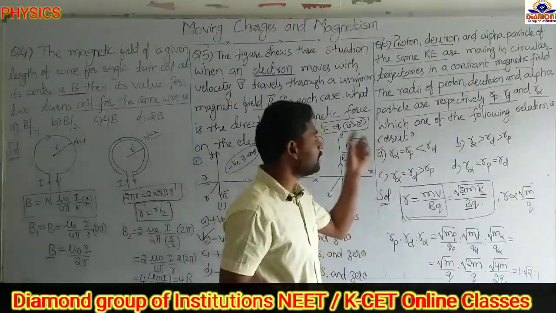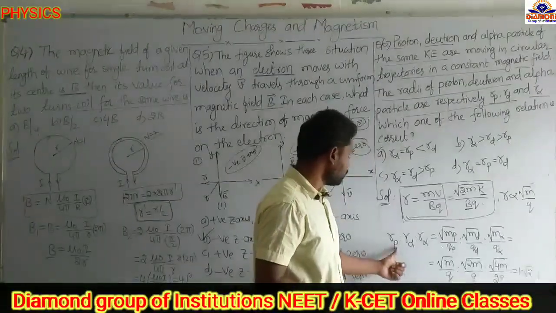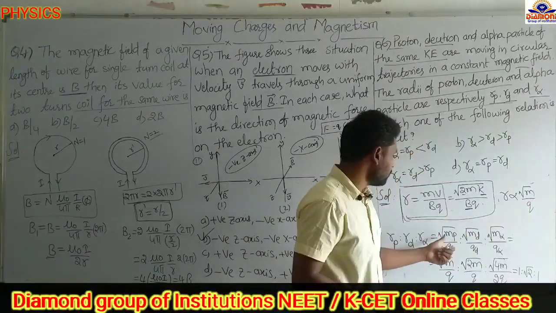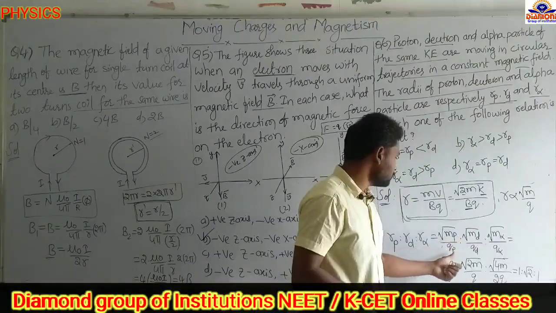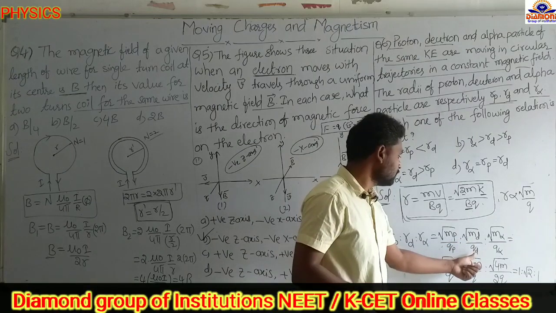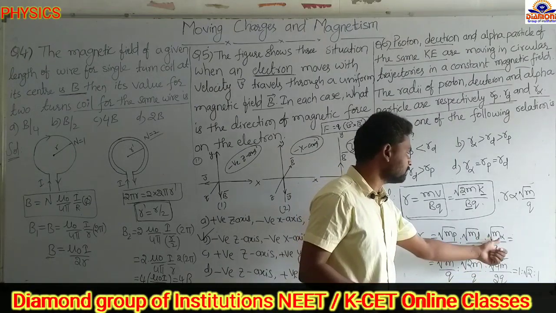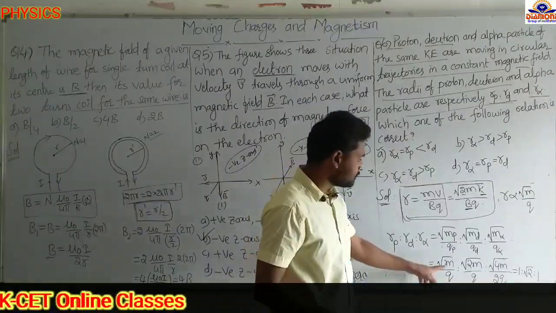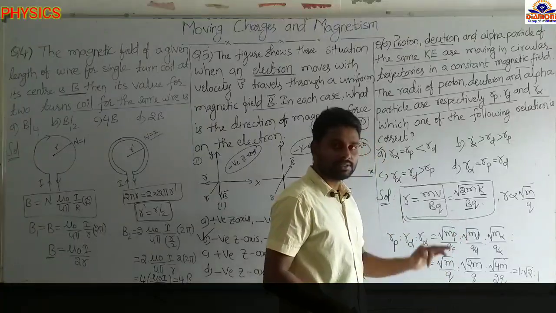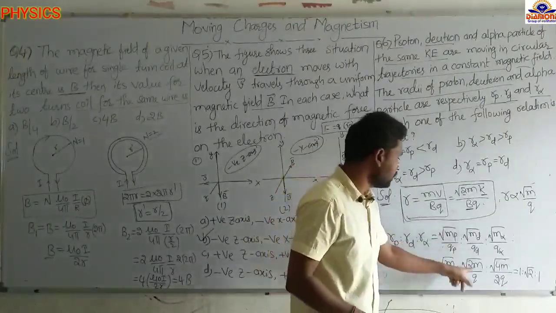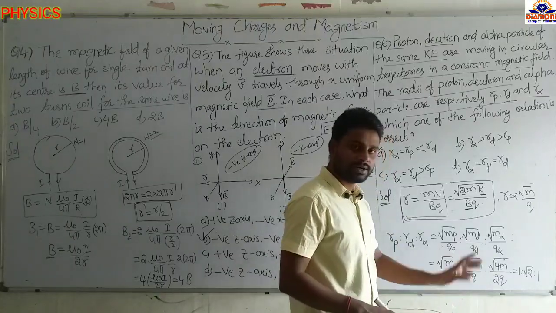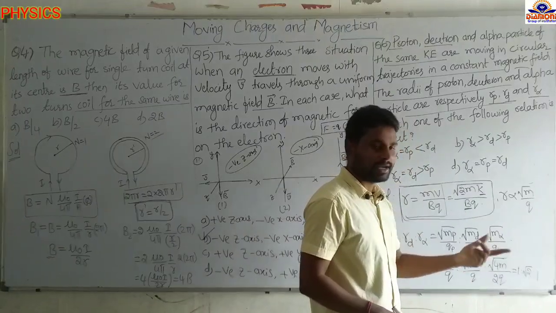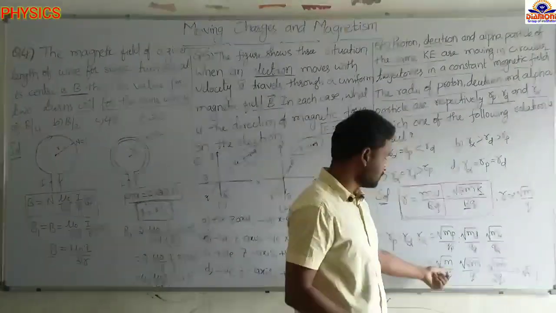Now I am taking the ratio of the radius of proton, deuteron, alpha particle. So square root of m by q: square root of mass of the proton by charge of the proton, square root of mass of the deuteron by charge of the deuteron, square root of mass of the alpha particle by charge of the alpha particle. Suppose the proton's mass is m and charge is q. The deuteron, 1H2, has double the mass, 2m, and the same charge q. The alpha particle has mass 4m, and charge double, 2q.